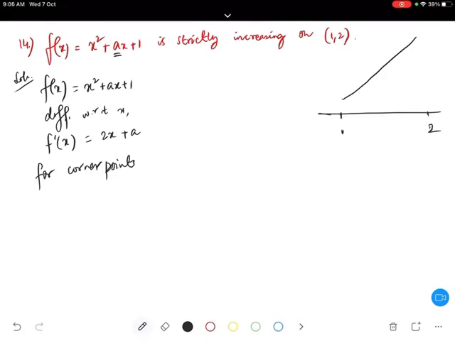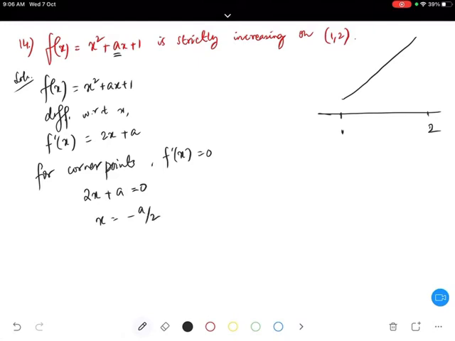So for corner points, f dash x equal to 0. I will write 2x plus a is equal to 0. Right? So let us find the value of x. What is the corner point? So x is equal to what? Minus a by 2. So I get x as minus a by 2.